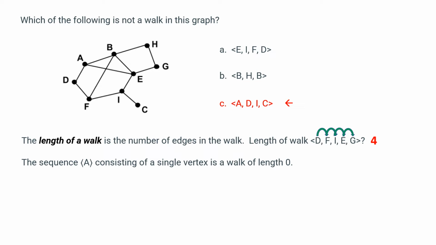Now, it's possible to have just one vertex in there, where we started at a vertex and didn't go anywhere. That would still be considered a walk. It's just that it's considered a walk of length 0.